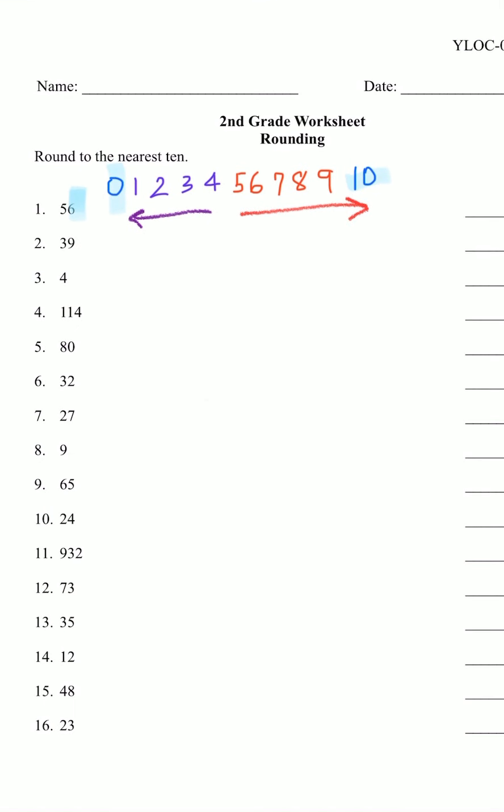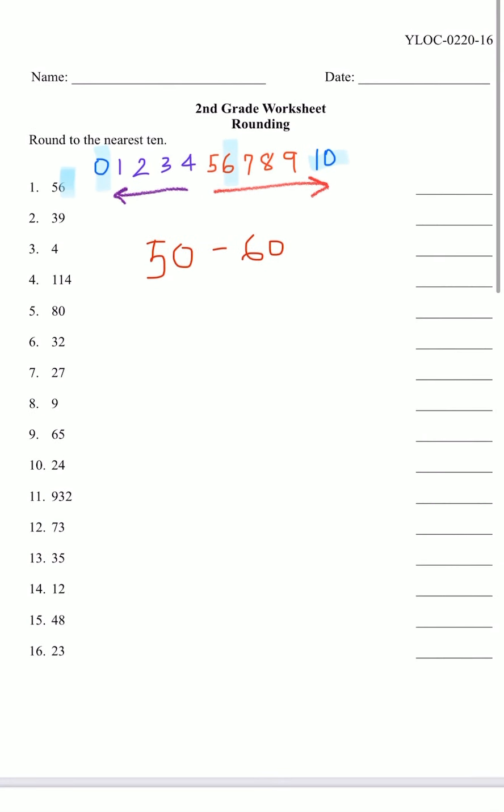So let's try number 1. It's 56, and we have 6. And 6 is right over here, right? So we're going to round it up. 56 is between 50 and 60. So if we're rounding it up, it's 60. So our answer is 60.